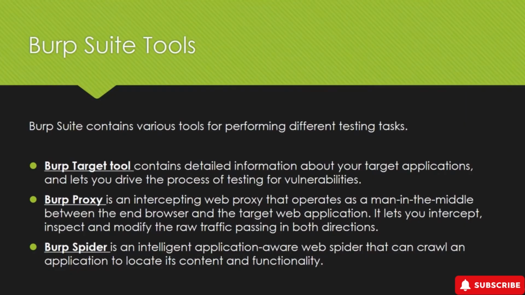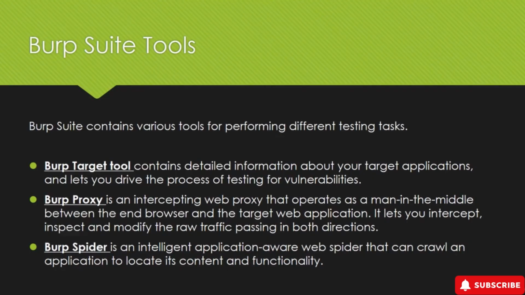For example, first is the Burp Target tool. It contains detailed information about your target application and lets you drive the process of testing for vulnerabilities. One of the best tools that we will be using in this tutorial is Burp Proxy. It is an intercepting web proxy that operates as a man in the middle between the end browser and the target web application. It lets you intercept, inspect, and modify the raw traffic passing in both directions.